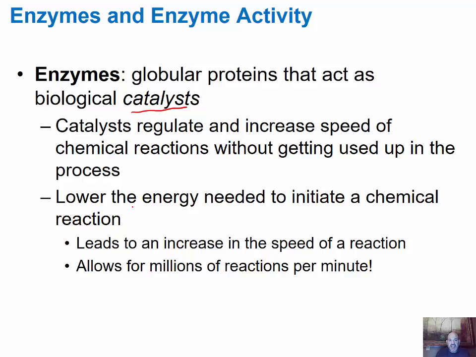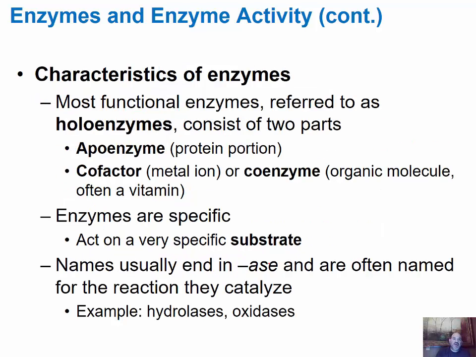They do this by lowering the energy needed to initiate the chemical reaction. So they lower what's called activation energy for the chemical reaction. What does this do? This leads to an increase in the speed of the reaction, and it allows millions of reactions per minute to occur within your cells. So what are the characteristics of enzymes?